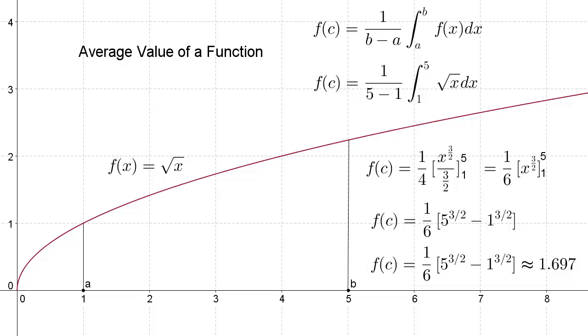So 1.697 is the average value of the function square root of x between 1 and 5. And this average value occurs at an x value of 2.879. So the average value along this entire interval is 1.697, which is an incredibly useful idea. If we have things that are constantly changing, like we do in our world, to be able to find the average over a period of time is very useful in so many different ways.